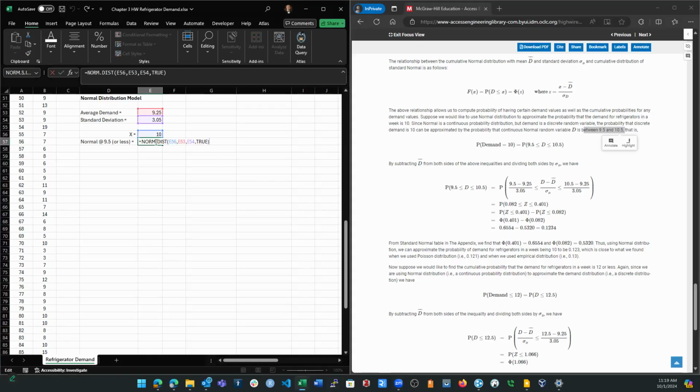But remember, we can't use 10 here. We actually have to use 9.5 instead of 10. So what we're going to do is change this. Instead of doing 10, we're going to use 9.5. So let's do 9.5 here. Actually, let's do this. Let's do 10 here, and then we'll do E56 minus 0.5, and that gives us 0.532.